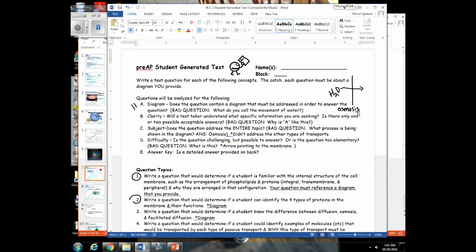But that's common knowledge. I could open up the door and yell across the hall to Miss Dace, or she could do the same to me, and say, hey, what's the movement of water? And I don't have to look at a diagram to know that. The answer is osmosis. So even though you included a diagram, the question didn't make me analyze the diagram to come up with the correct answer.